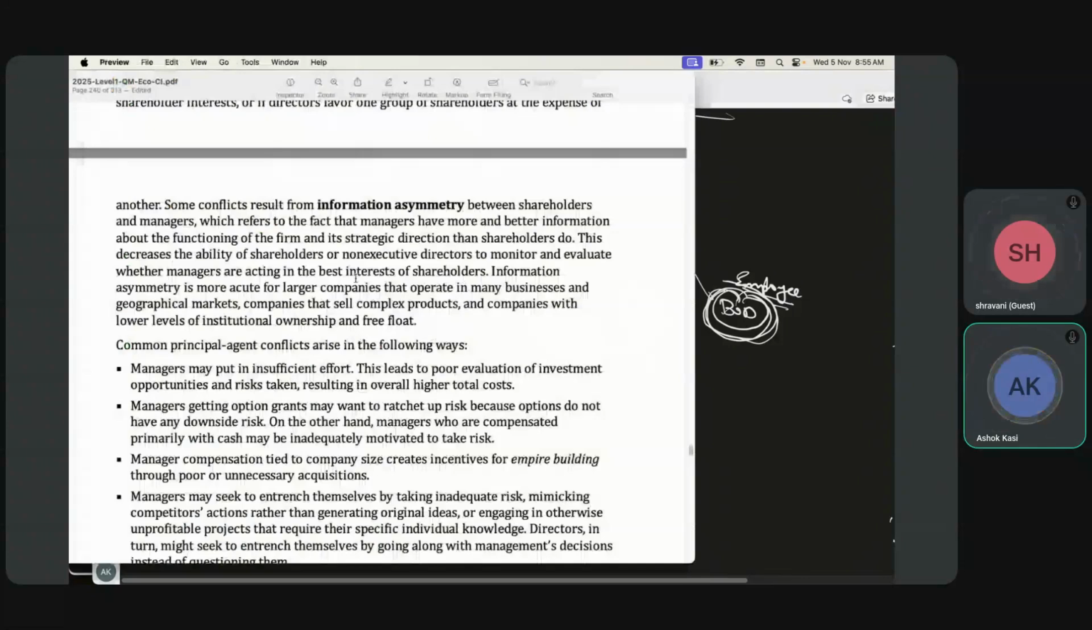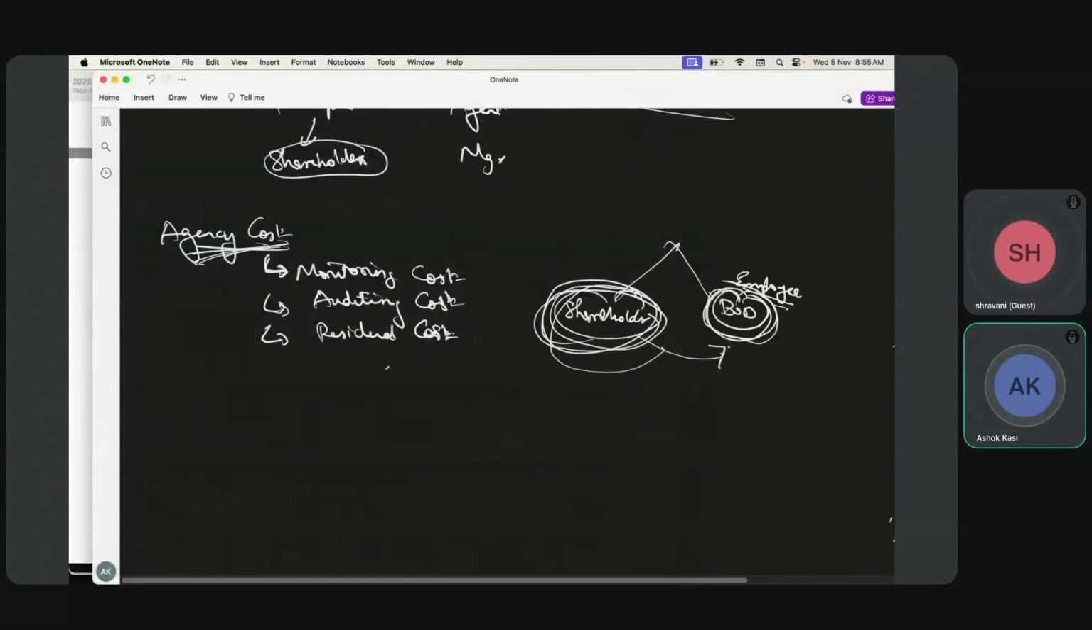Because of which he has to pay more money. There can be retention cost, so that you make sure that employees don't leave the company. They will get bonus.